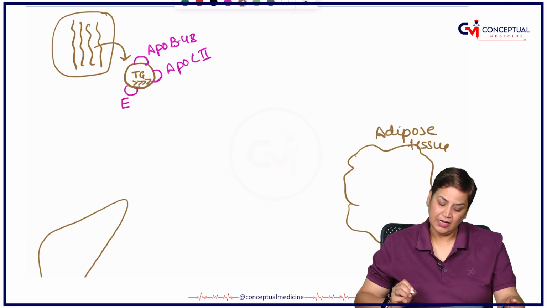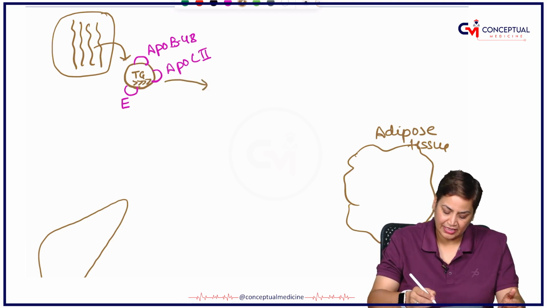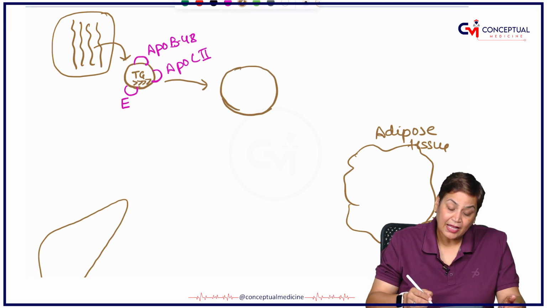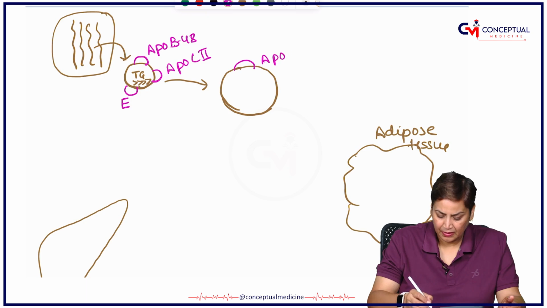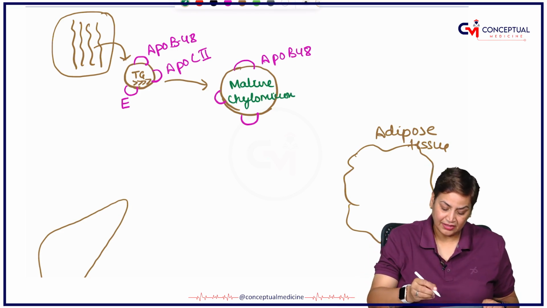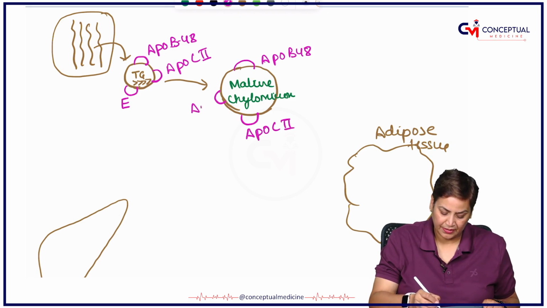Right. Now the question is that this will acquire more TGs like this, and it will become a mature chylomicron taking these three apoproteins like this. So this becomes mature chylomicron. I would write like this, mature chylomicron. Right. Now see, this is Apo C-II and this is Apo E.